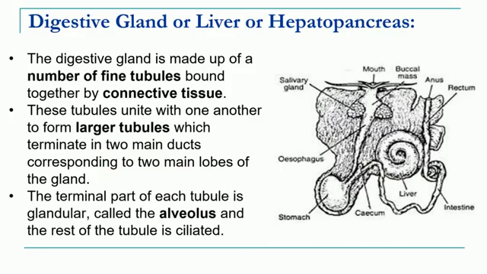Now the terminal part of each smaller tubule is glandular, has the presence of glands, and is called the alveolus, and the rest of the tubule is ciliated, bearing cilia for the easy movement of the digestive enzymes.